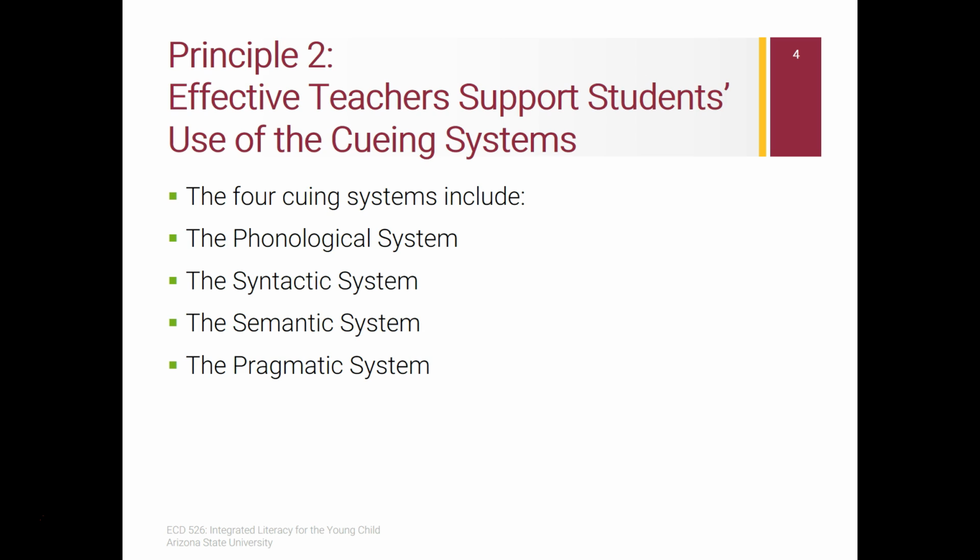The semantic system focuses on vocabulary. What's the meaning of the word? How can students use context clues to figure out unfamiliar words or multiple-meaning words? And the pragmatic system addresses our social language skills.